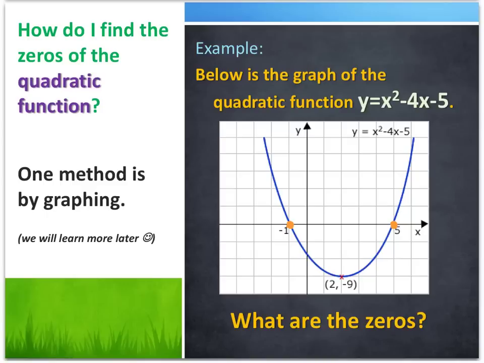So if I wanted to write the answer to this question here, what are the zeros of this function? I would say the zeros are -1, 5, with the brackets, or x equals -1 or x equals 5. So either one of those would be correct ways to write my answer to this question. So you're just looking for where does the parabola hit the x-axis.